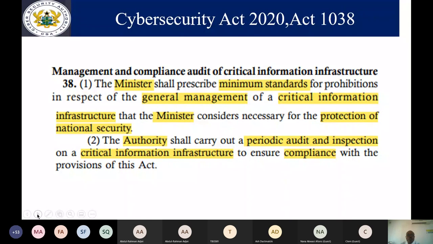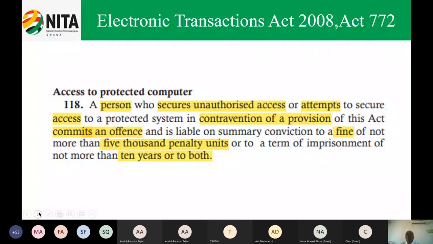Okay, so under the Electronic Transaction Act, it's an illegality under Section 118 for a person to secure unauthorized access or attempt to secure unauthorized access to a protected system. So Section 118 says that a person who secures unauthorized access or attempts to secure access to a protected system in contravention of the provision commits an offense, and when you are caught, there's a penalty of 5,000 units. A penalty unit, the last time I checked, was 12 cedis, so it means 60,000 cedis or a term of imprisonment of 10 years. So hacking or gaining unauthorized access to healthcare infrastructure or any organization's infrastructure is an illegality and a crime under the Electronic Transaction Act.